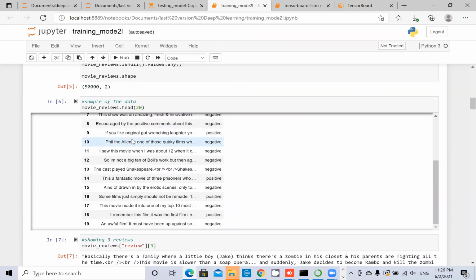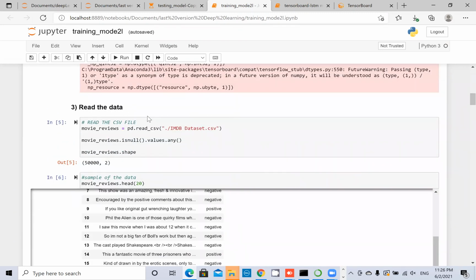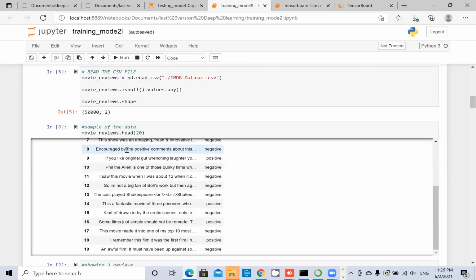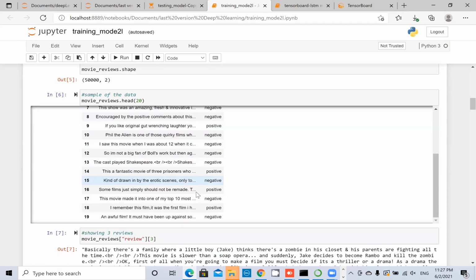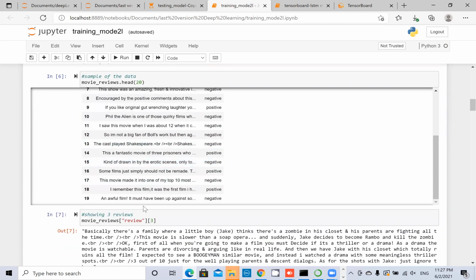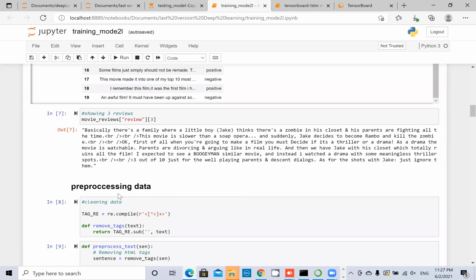First, we import the data, reading the data set from CSV format. Its dimension is 50,000 by 2: 50,000 reviews with positive or negative values. Here are some examples of reviews and the data set shape. Here, one example.